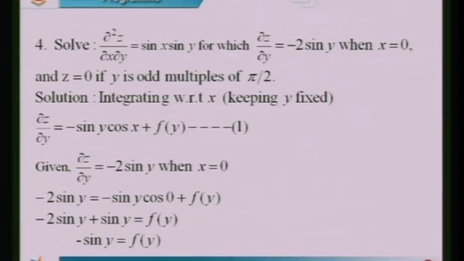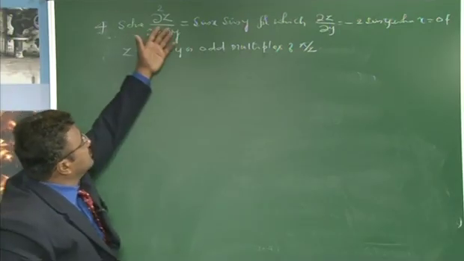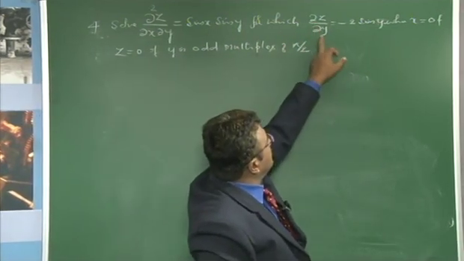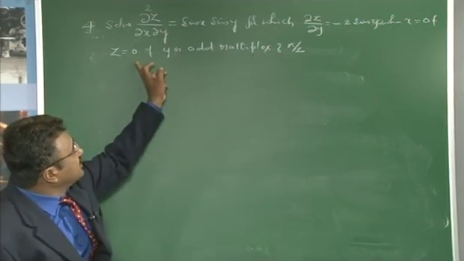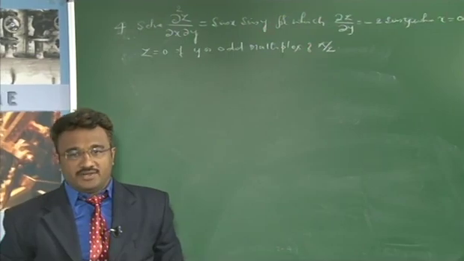when x equals 0, and z equals 0 if y is odd multiples of π/2. So this is the problem that will be given. Some initial conditions will be given: ∂z/∂y is -2 sin y when x equals 0, and also z is 0 when y is an odd multiple of π/2.